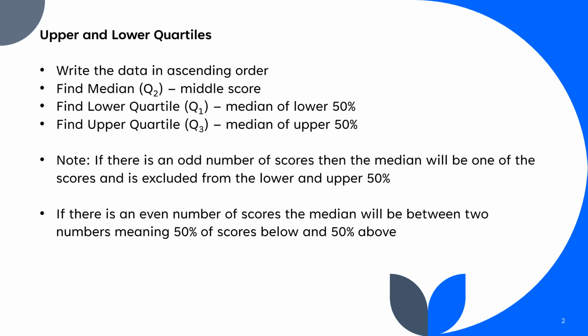If there's an odd number of scores, then the median will be one of the scores, and it's excluded from the lower and upper 50%. If there's an even number, it will be between two numbers, meaning 50% of the scores below and 50% above. Let's have a look at an example.